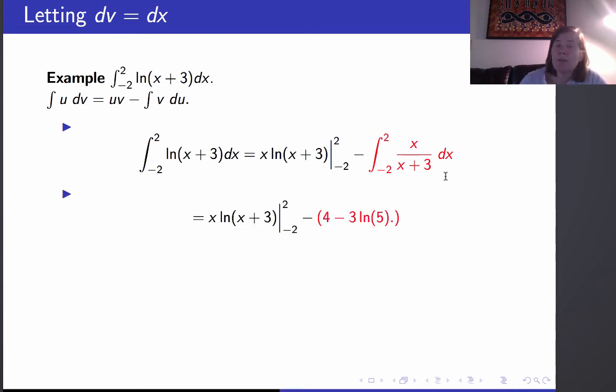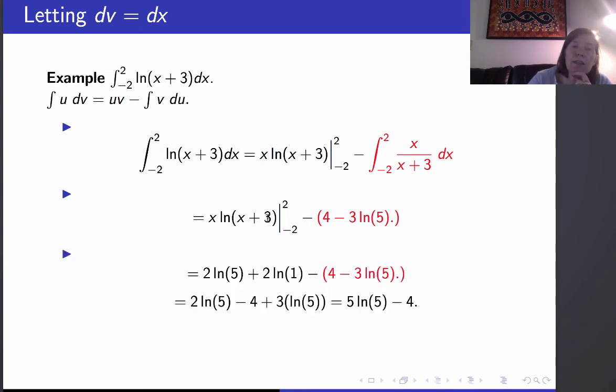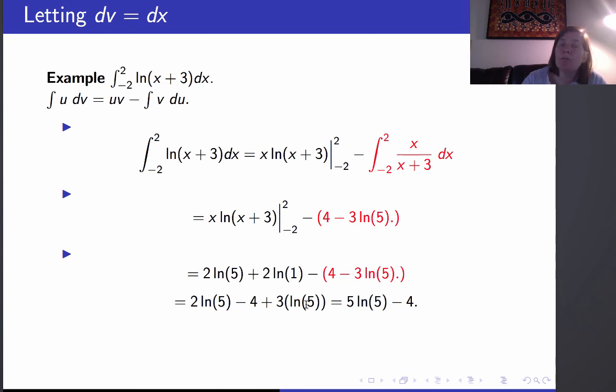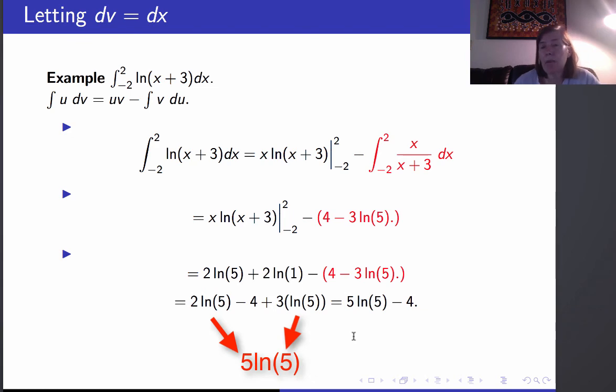So substituting our answer for the integral in red, we get x times the natural log of x plus 3, evaluated between 2 and minus 2, minus our final answer for the integral in red. Plugging in the endpoints here, we get 2 times the natural log of 5 minus minus 2, which is plus 2, times the natural log of minus 2 plus 3, which is the natural log of 1, minus what we got for the integral in red. And in all, when we tidy up, that natural log of 1 becomes 0. We get 2 times the natural log of 5 minus 4. Minus by minus gives me a plus times 3 times the natural log of 5. And again, tidying up a little more, we get that that's equal to 5 times the natural log of 5 minus 4.